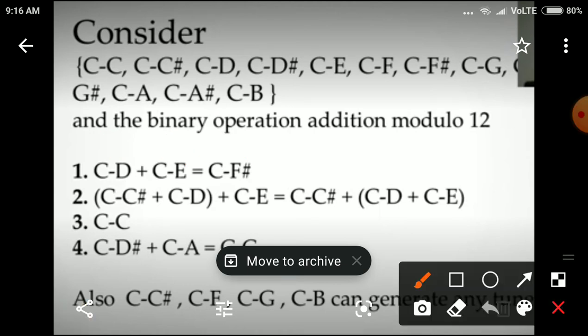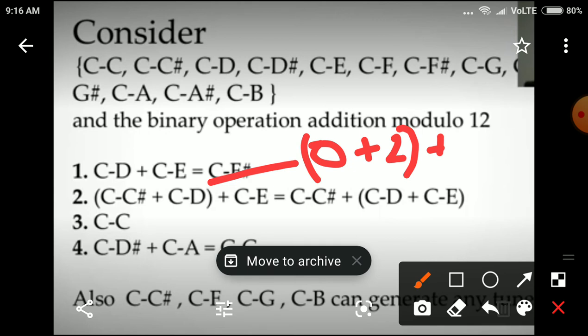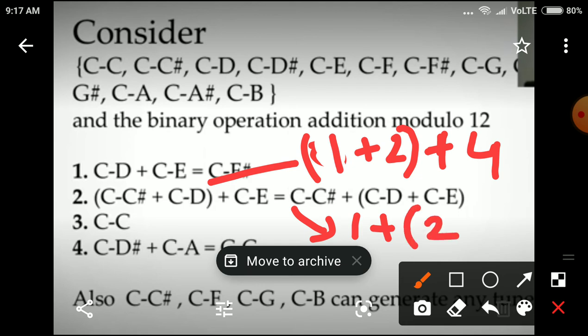Further, we can verify the associative property. On the left-hand side, C to C is 0, plus C to D, which is 2, and then to this we add another interval, C to E, which is 4. On the right-hand side, we get C to C sharp, sorry, I made a mistake: C to C sharp is 1 actually. C to C is 0, and C to C sharp is 1. Next, C to D is 2, and then C to E is 4. So this is true, and the associative law is verified.